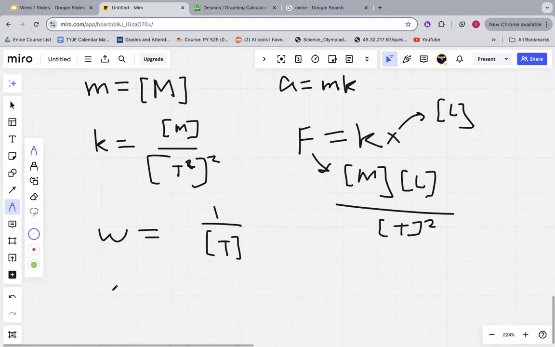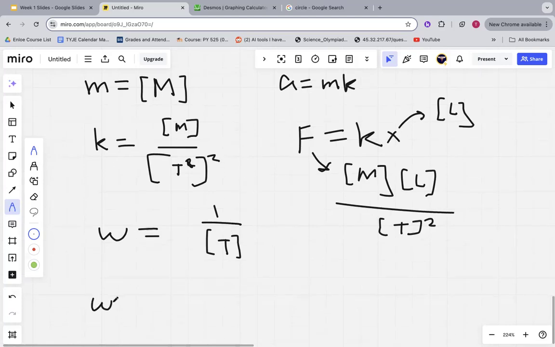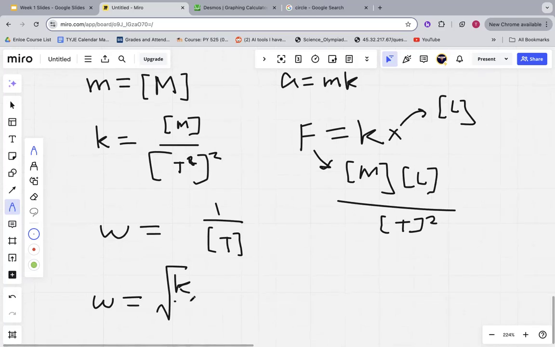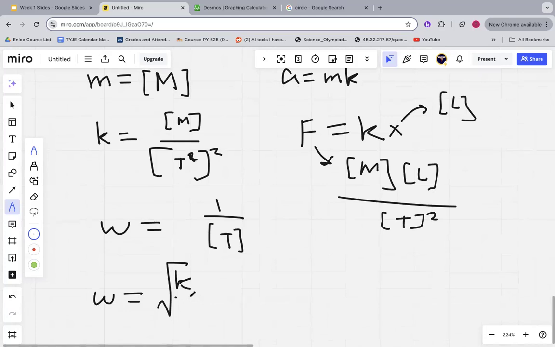And so I'm just going to give you guys the answers because we don't have time for me to do this. Omega is square root k over m. So how did I know this?